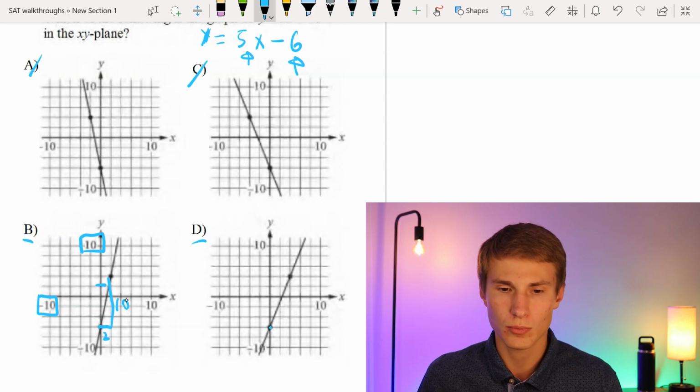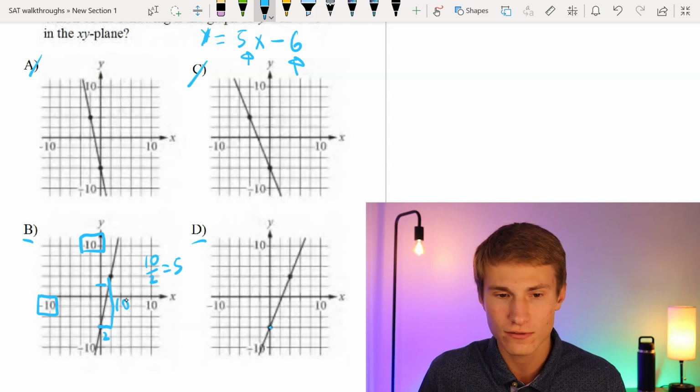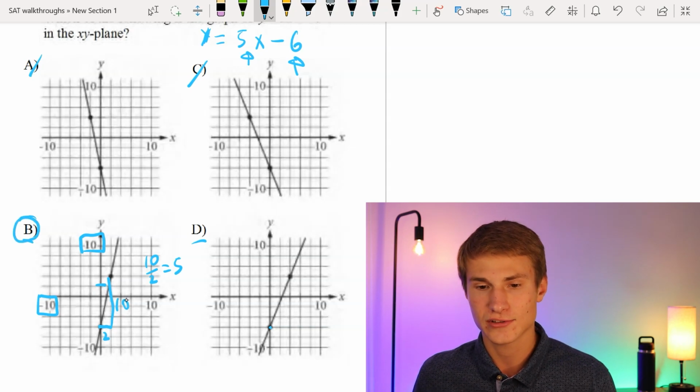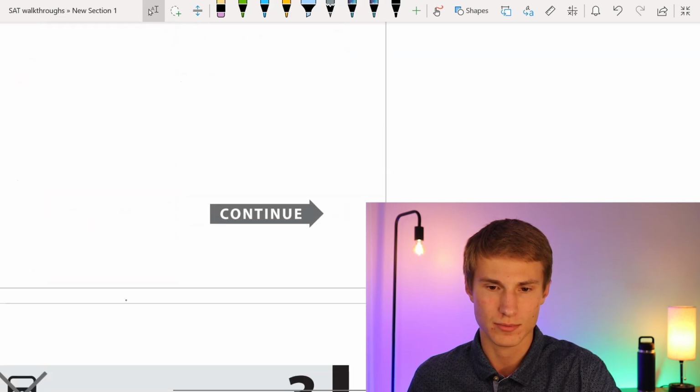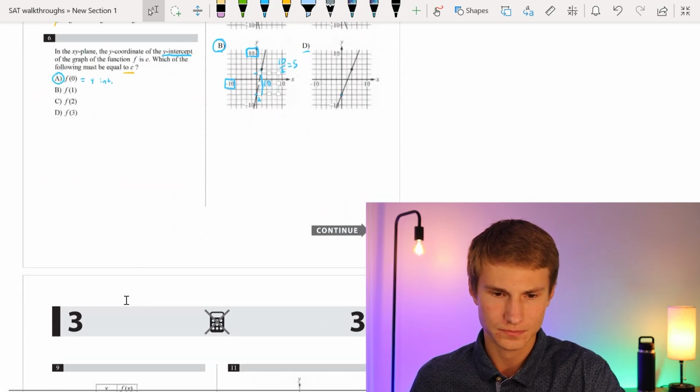Okay, so that's a slope of 10 over 2, which we know is equal to a slope of positive 5. Therefore, our answer's got to be B. In answer choice D, we see that our slope does not equal 5x. Therefore, answer's got to be B for number 8. All right, moving on to number 9 now.